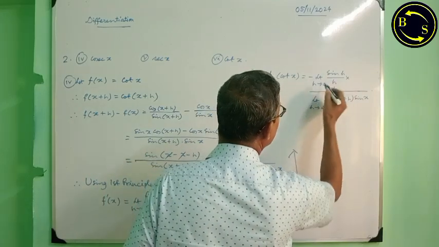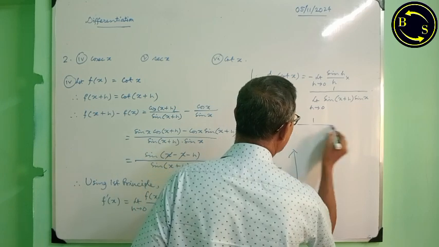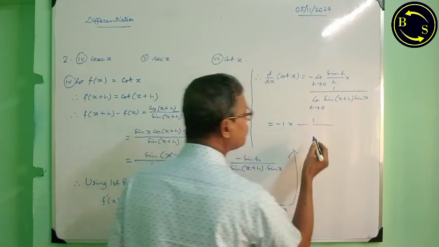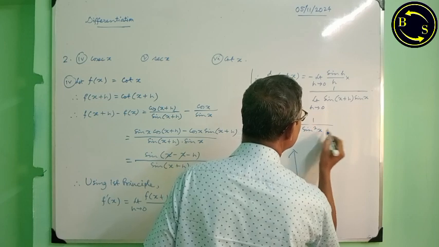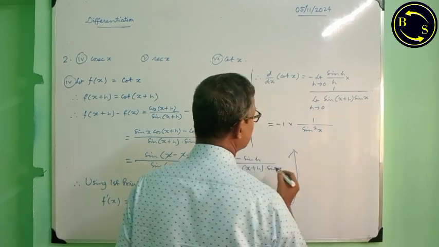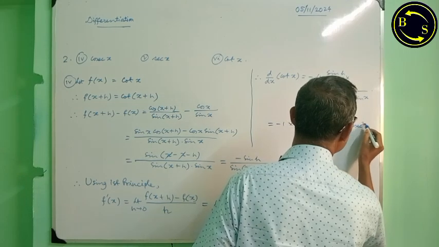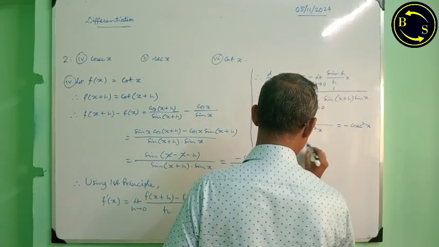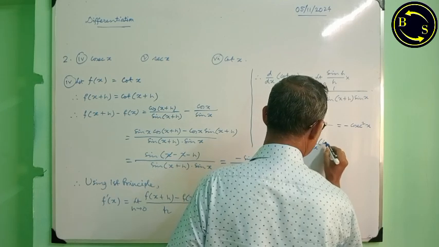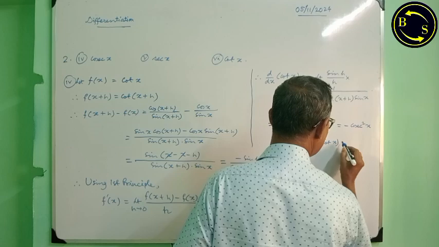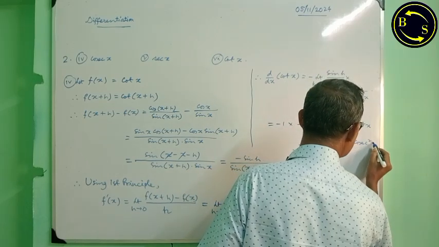Now this is the standard limit, therefore minus 1 into, we have to put finally h equal to 0, what we get: sin x into sin x, sin square x, that means minus cosec square x. Therefore finally d/dx of cot x is equal to minus cosec square x.